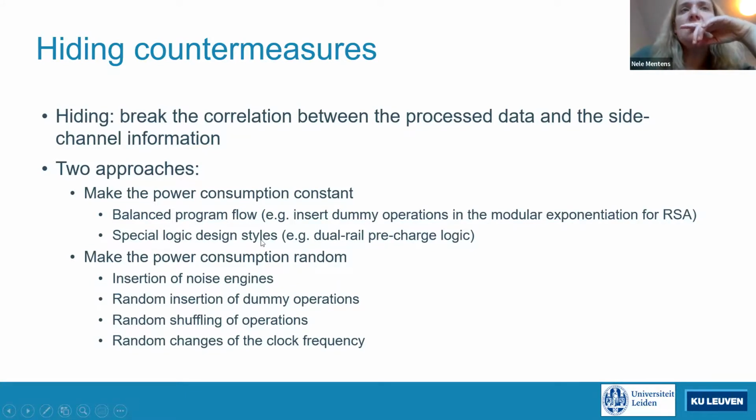We can also use special logic design styles, for example, dual rail design styles, which means that whenever we process a 0, we also process a 1. Pre-charge logic, which means that all, let's say, intermediate values are always pre-charged to a certain value and are only discharged when needed. This way you can make sure that there is no distinction between the change of a bit and a bit staying constant. We can also make the power consumption random, like having insertion of noise engines, random insertion of dummy operations, shuffling operations, random changes of the clock frequency.